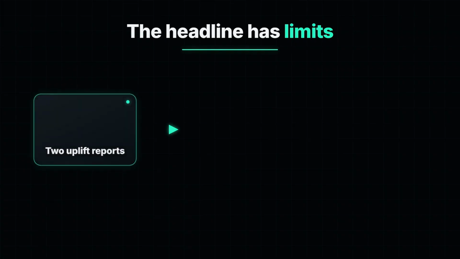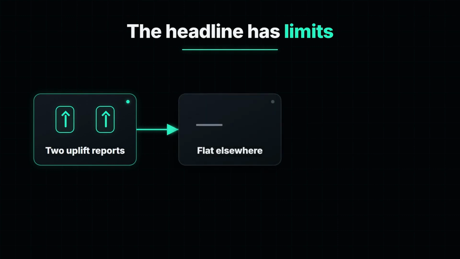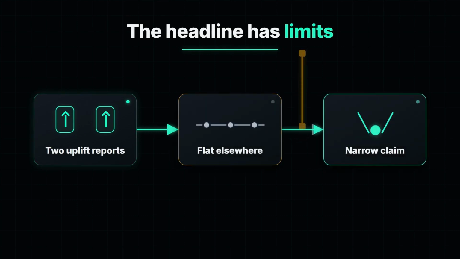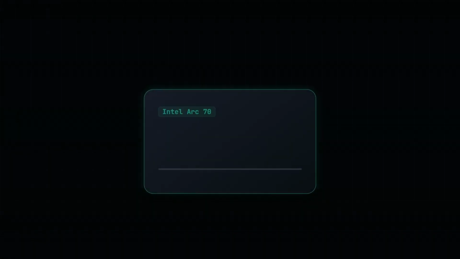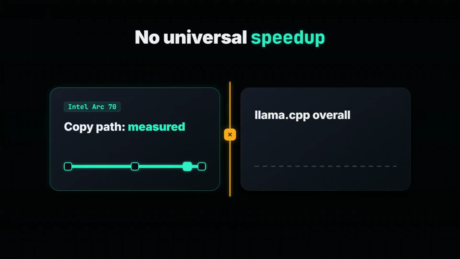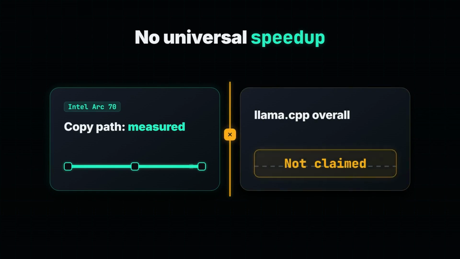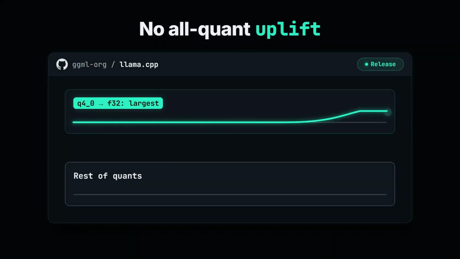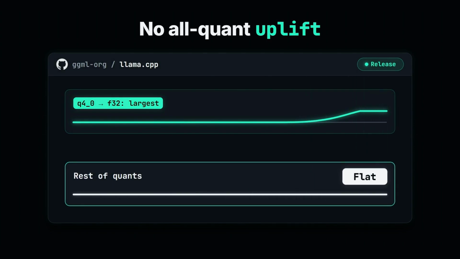The repeated gain makes the fix interesting. The repeated flat path warning means builders must verify their exact conversion. Neither verified page says llama.cpp is faster overall. The reported changes describe specific copy paths only. The release says the rest of the quant paths were flat. Keep that sentence beside every dramatic performance number.